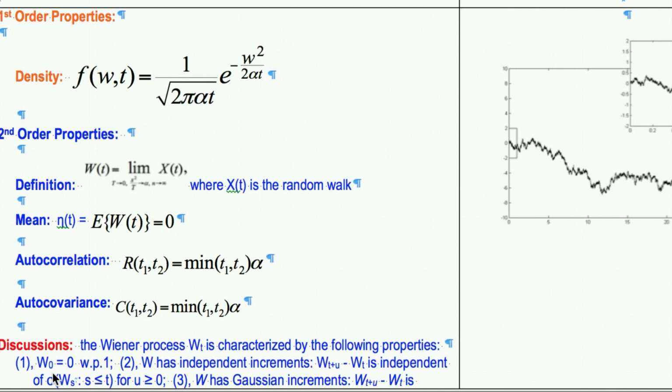1, the initial value W0 is 0 with probability 1. 2, W has independent increments, and W(t+u) minus Wt is independent of Ws such that s is less than t, for u greater than 0. Item 3, W has Gaussian increments. W(t+u) minus Wt is, and that'll be continued in the next section.